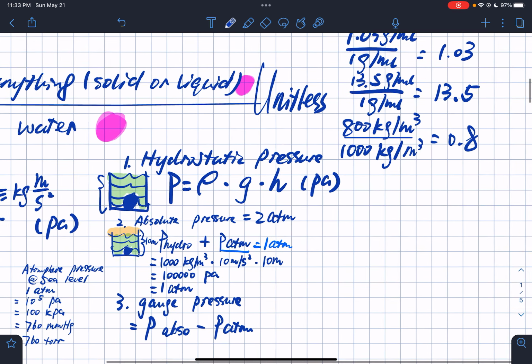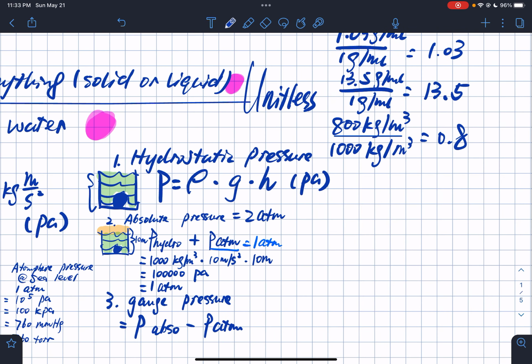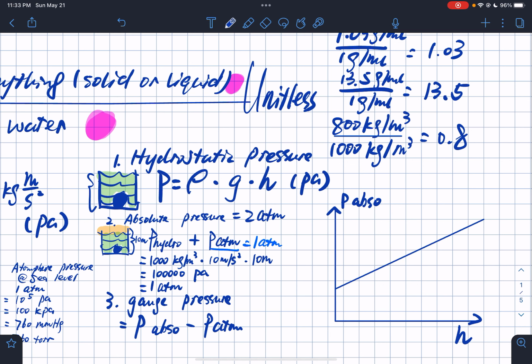Now let's draw a graph to link the ideas. Here on the x-axis is the depth of the submersion, and on the y-axis is the absolute pressure. As the depth of submersion increases, our absolute pressure, of course, increases, right? But we also see that this part is the pressure from the atmosphere, whereas this part is the gauge pressure.